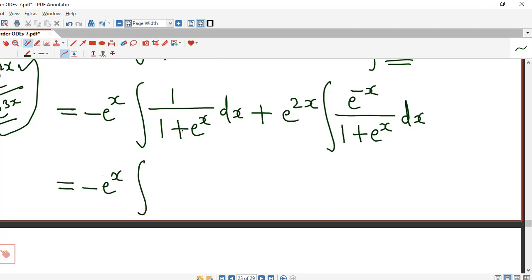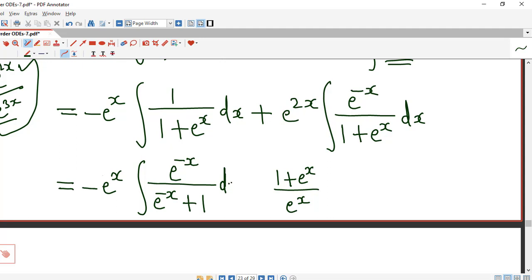To integrate this first integral, we divide numerator and denominator by e raised to x. So if I divide the numerator by e raised to x, I have 1 over e raised to x, which is e raised to minus x, and in the denominator I will have 1 plus e raised to x over e raised to x, that is 1 over e raised to x, which is e raised to minus x, plus e raised to x over e raised to x, so plus 1.